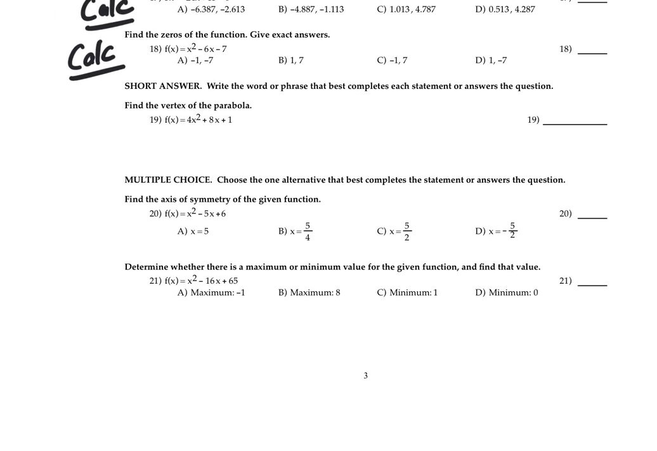Okay, on the vertex, once again, you can use your calculator. What we're looking for here is the maximum or minimum. When we have a parabola, we're either going to have a minimum, where it's the very low point of the graph, or we're going to have a maximum, where it's the high point of the graph. One or the other. That max or min is my vertex.